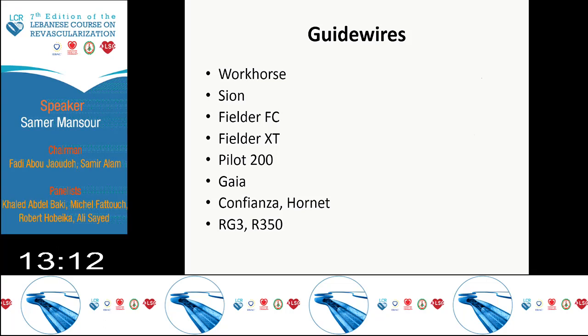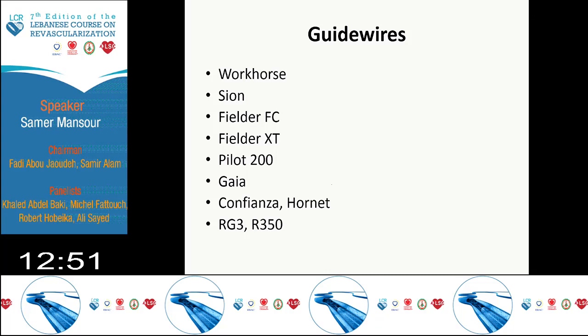The wires, we had a dedicated talk yesterday about the guide wires: workhorse wire to get to the proximal cap, collateral wires, the Sion, the Sion Blue, the Fielder XT, and the Pilot 200, XTA or XTR. They are polymeric hydrophilic wires. We use them in the wire escalation technique.